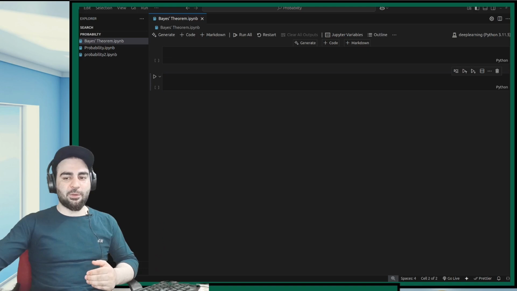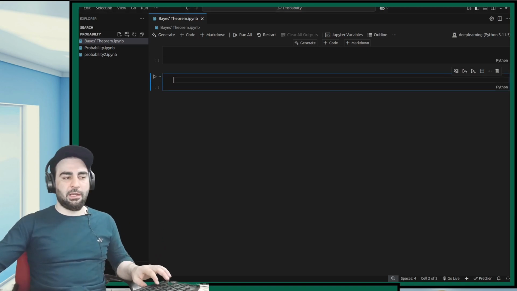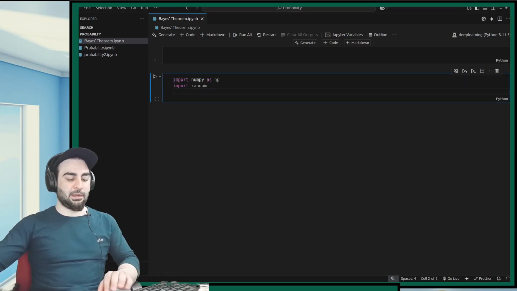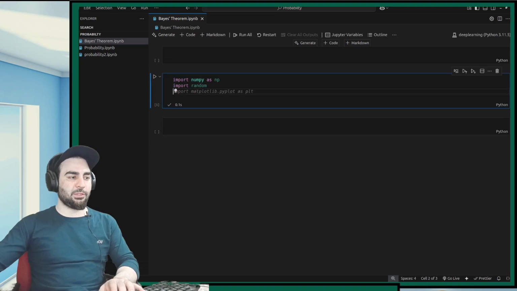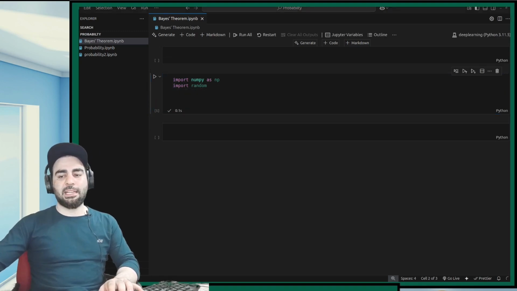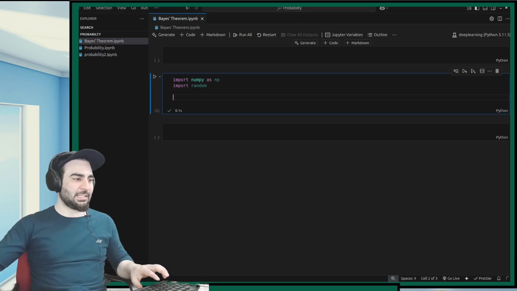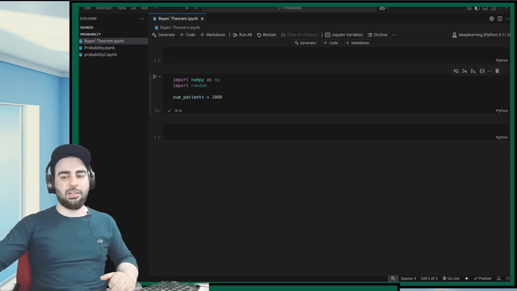So the first thing that we'll do is we'll import NumPy, and we'll import our random. These are the modules that will be used. After that, I can set these parameters. Whatever was given to me, I'll say number of patients we had. Let's consider this as 1000. Okay, we are simulating it for 1000 patients.